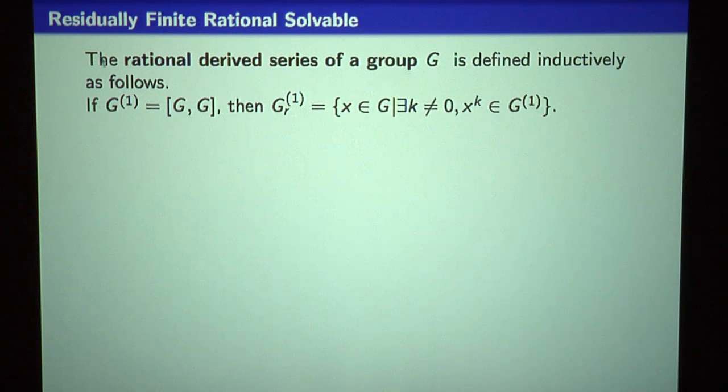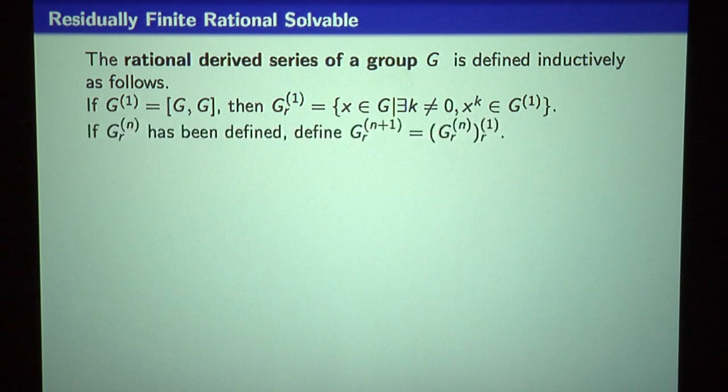So if G upper 1 is the commutator subgroup of G, so it's the subgroup generated by all commutators of elements in the group, then the rational commutator subgroup is: you take any element that has some power that can be written as a product of commutators, and that's the rational commutator subgroup. So this G upper 1 sub r clearly contains G upper 1.